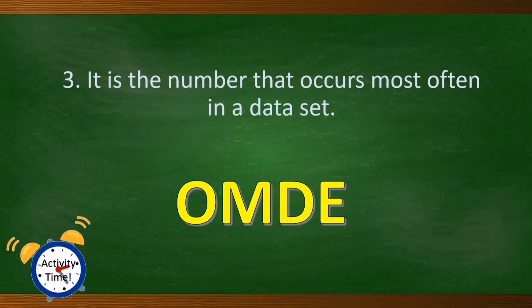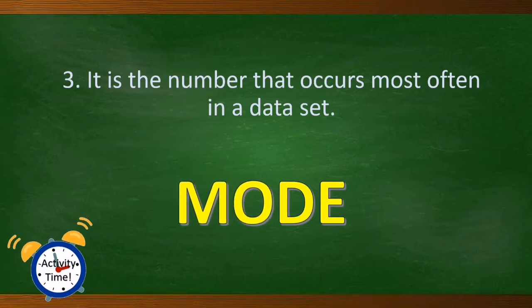It is the number that occurs most often in a data set. The word is very good. It is mode.